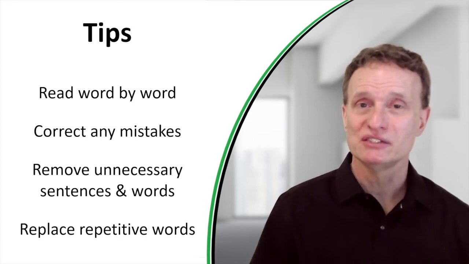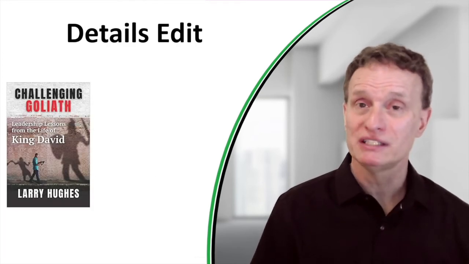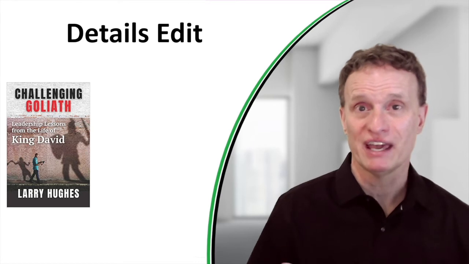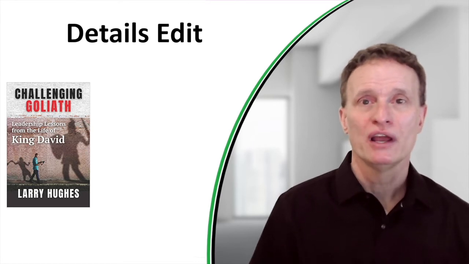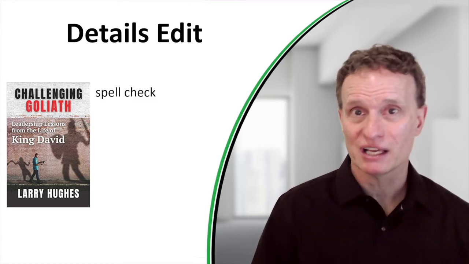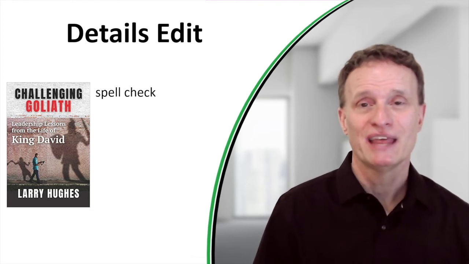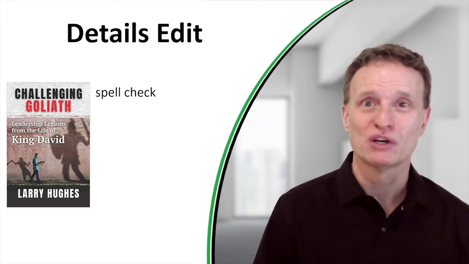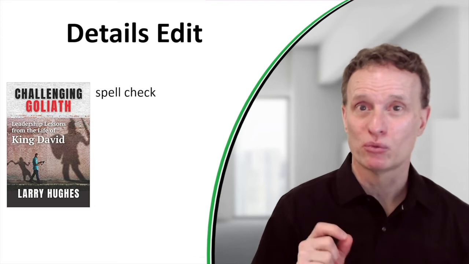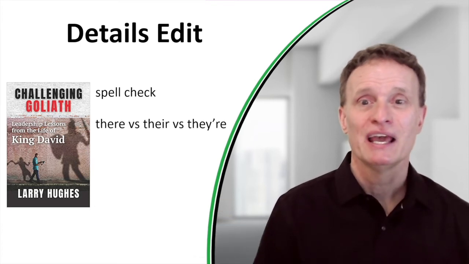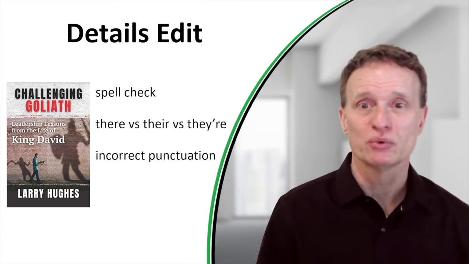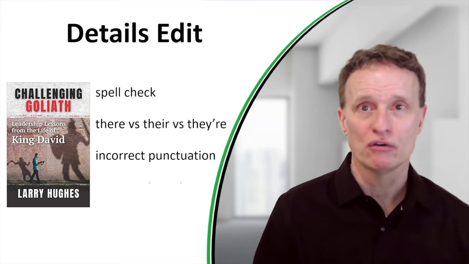And if you see that you're doing this, the details edit is where you should catch that. Going back to the book I used in the previous examples, when Larry did his self-edit on the detail phase, really what he was looking for is he would start by running a spell check to make sure the spelling was accurate. Then he would check the different variations of the words to make sure he was using the right word choice in every sentence. And then he'd correct any incorrect punctuation and then get rid of any overused words.